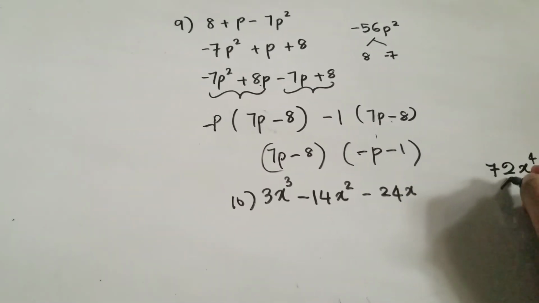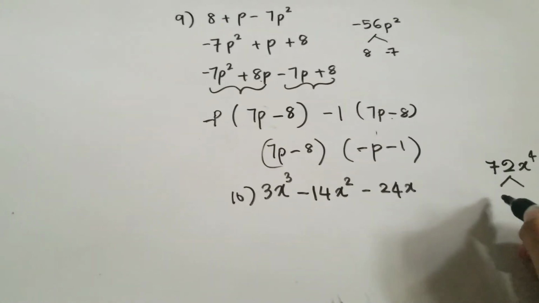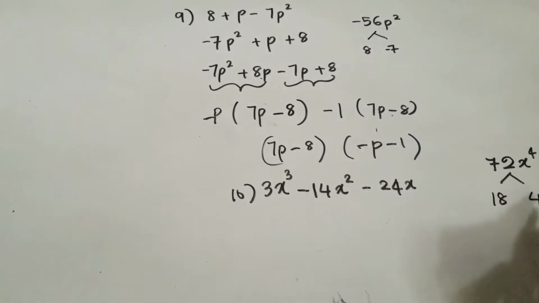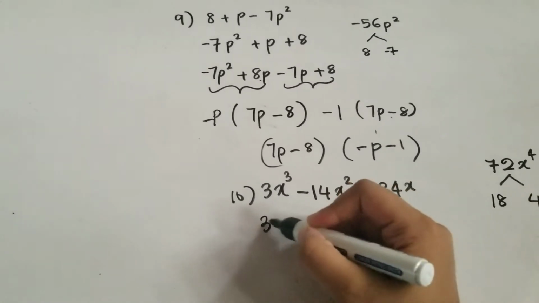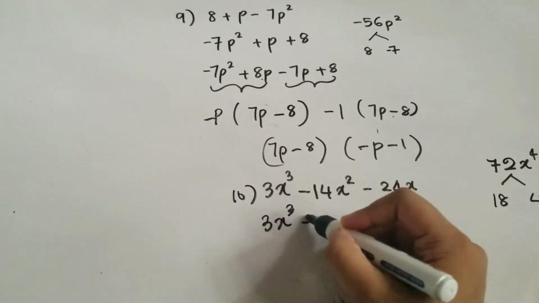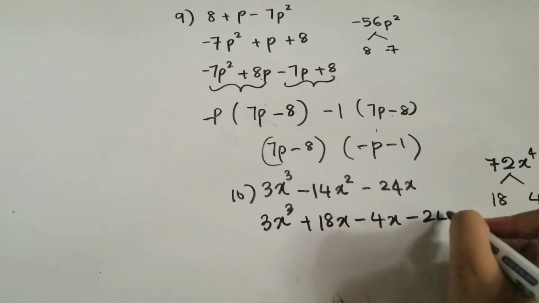So 72 means, what are the factors of 72 you can get if you want 14? Yeah, you can get 18 and 4. 18 times 4 is 72. So 18 minus 4 means 14. So 3x to the power 3 plus 18x minus 4x minus 24x.